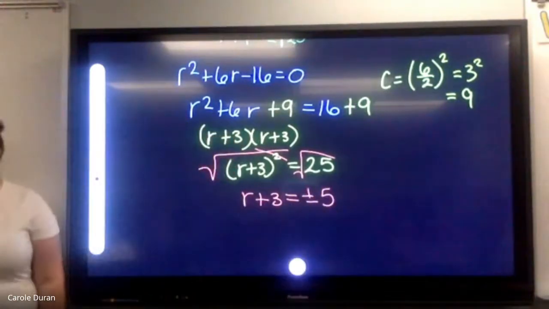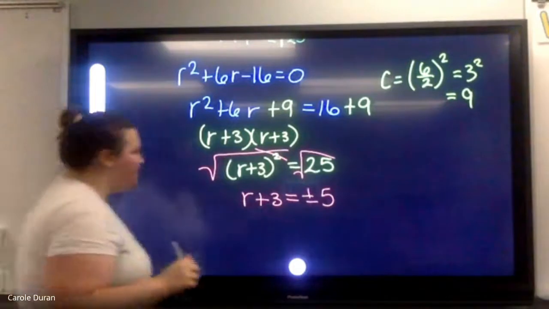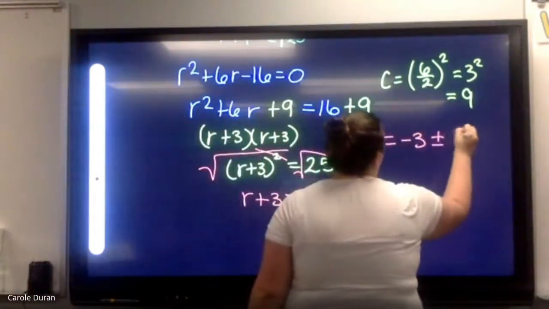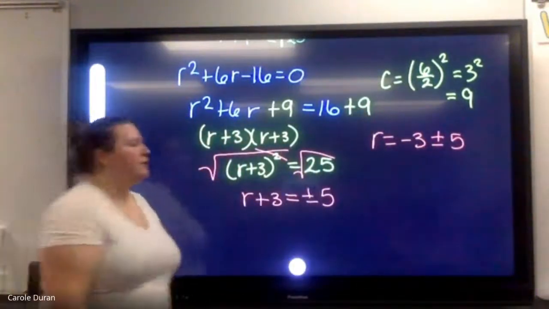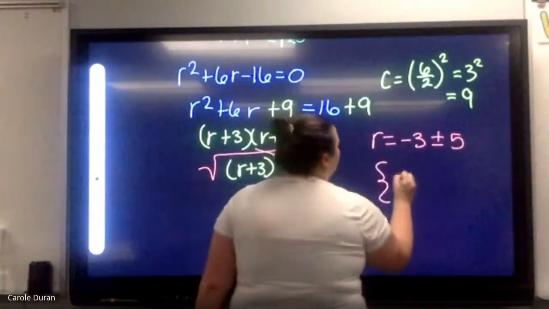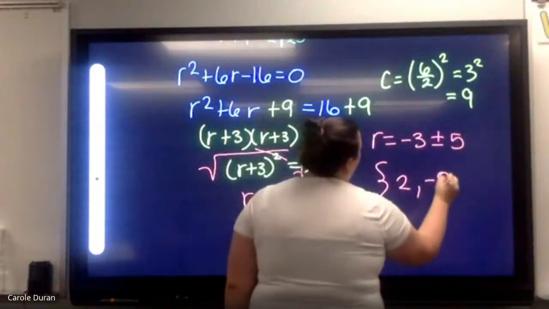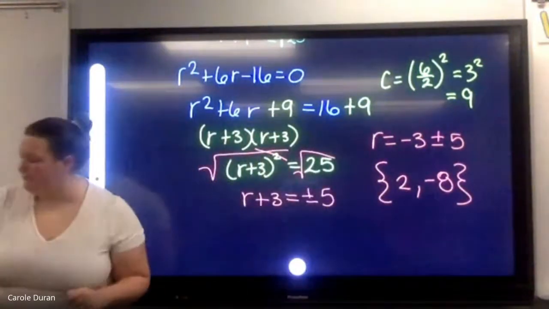And then what do I do? Minus 3 over, and then you have to get both answers. Subtract the 3 over, which leaves me with r equals negative 3 plus and minus 5. I split it into my two answers. Negative 3 plus 5 is 2, and negative 3 minus 5? Negative 8. Technically, we should list the negative 8 first, but I'm not going to be a stickler.